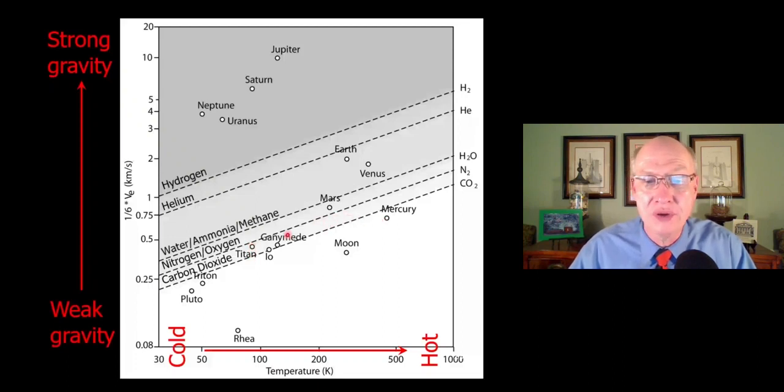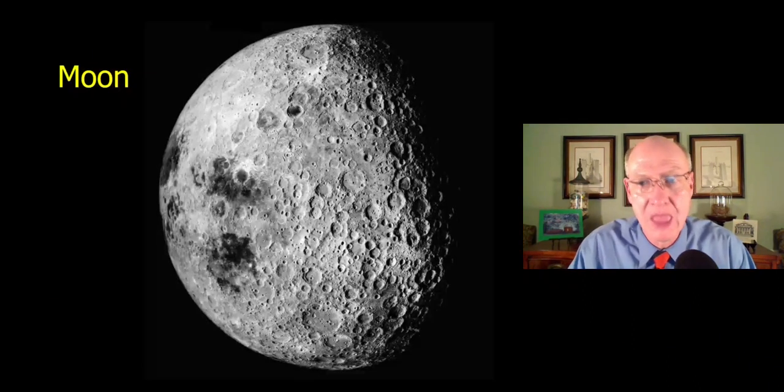Even though it is smaller than Mercury and its escape velocity is less than Mercury's, it is cold enough that it can retain an atmosphere. So there is the moon with a lack of an atmosphere. We will talk about the consequences of that coming up in our next couple lectures on the geology of the moon. This is the far side of the moon, you might remember.